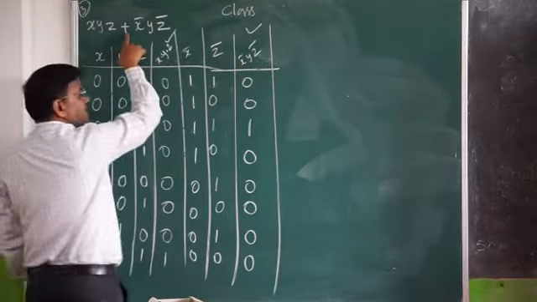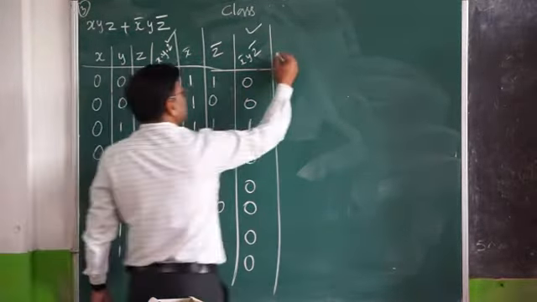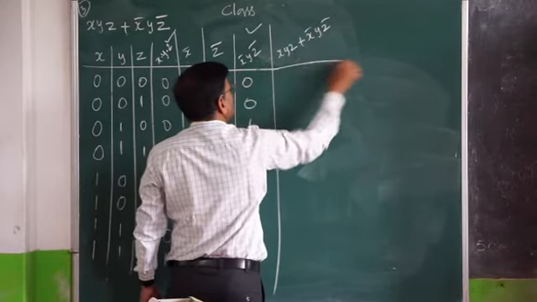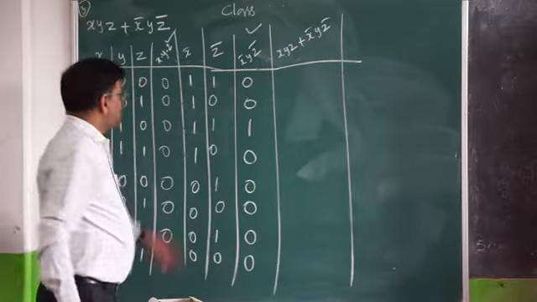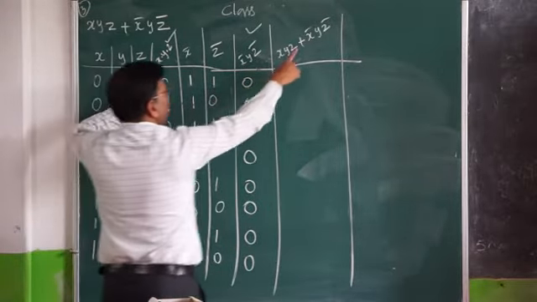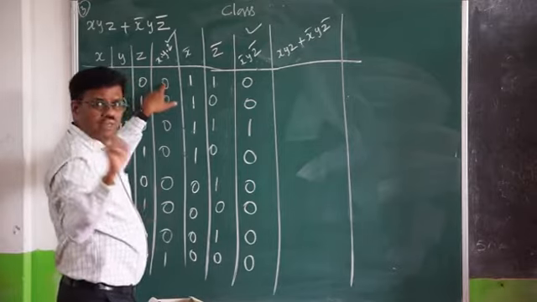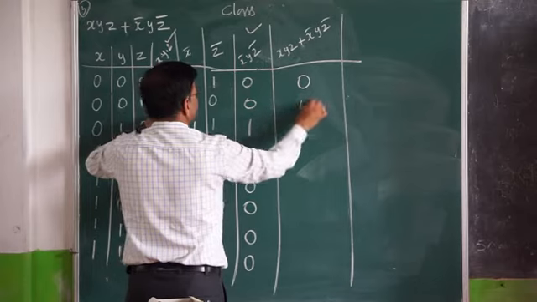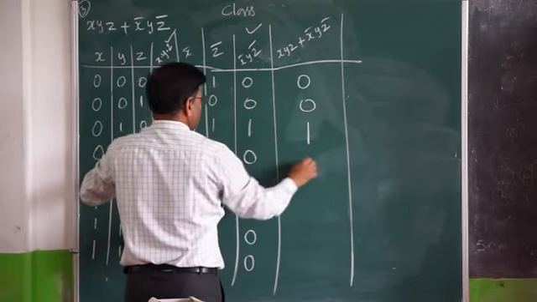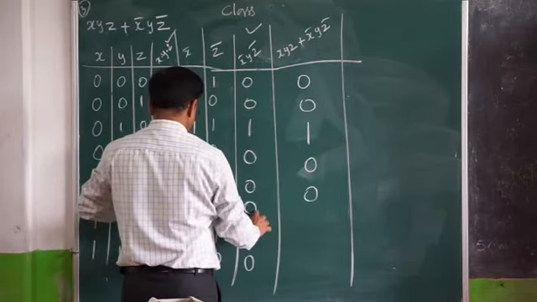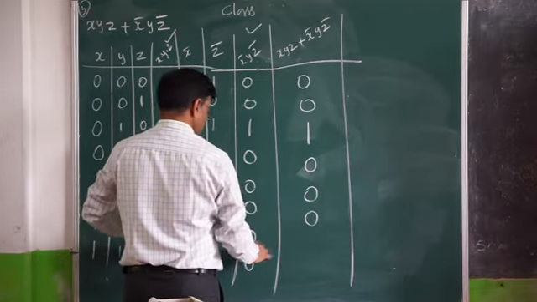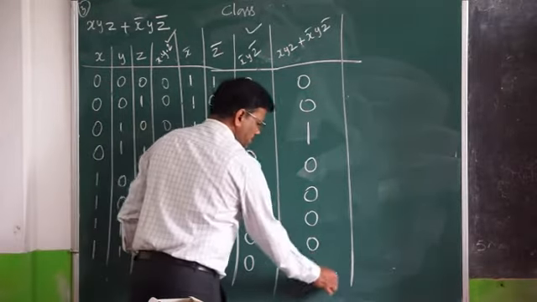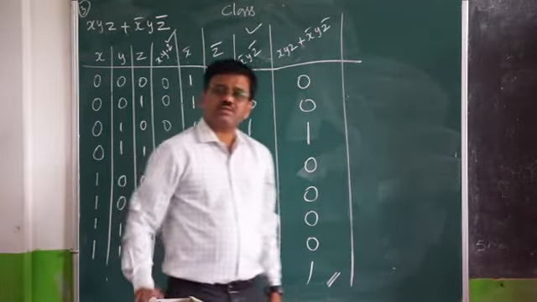This and this need to be connected by an OR operator: x, y, z plus x complement, y, z complement. Do you have this, boys and girls? This is the final answer. It is an OR operator, not addition. 0 plus 0, false or false is false. 0 or 0 is 0. 0 or 1 is 1. 0 or 0 is 0. 0 or 0 is 0. 0 or 0 is 0. 0 or 0 is 0. 1 or 0 is 1. So this is what the final answer is all about, boys and girls.